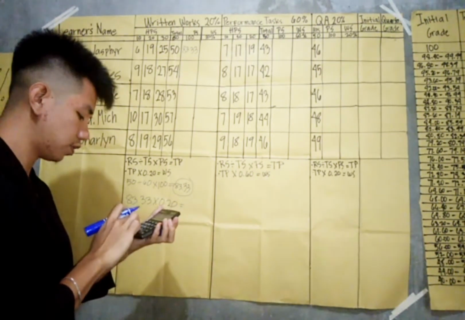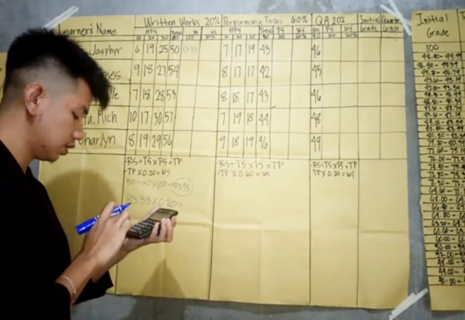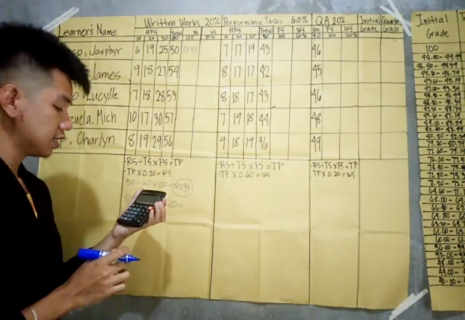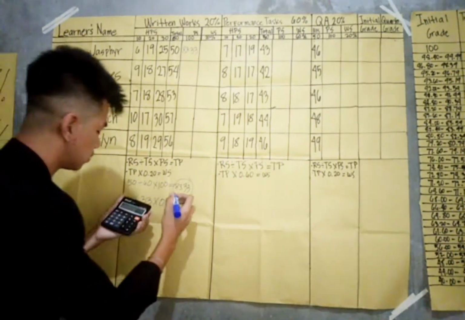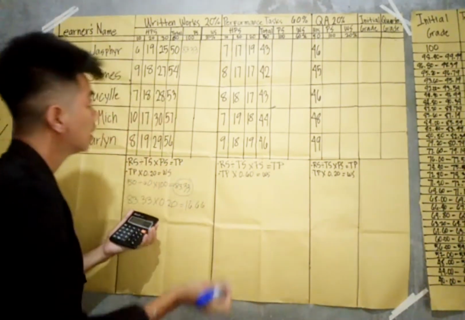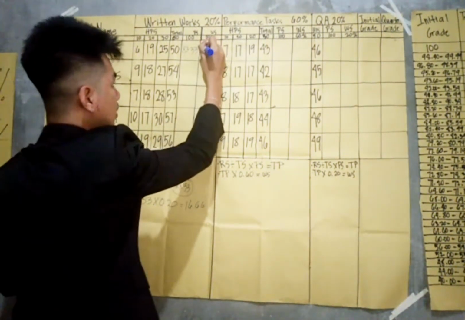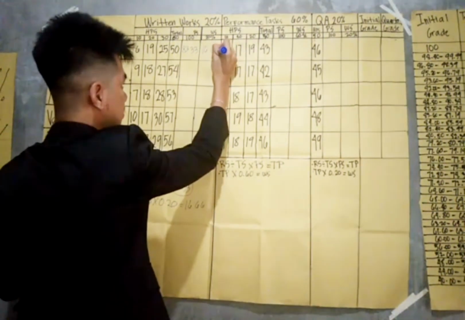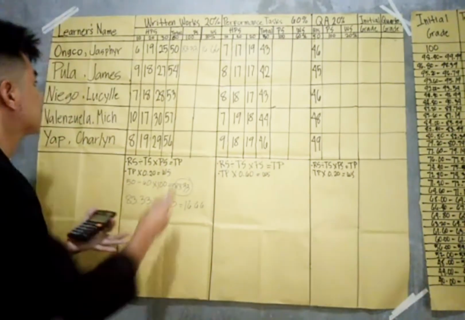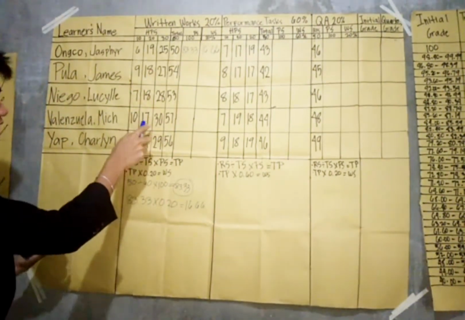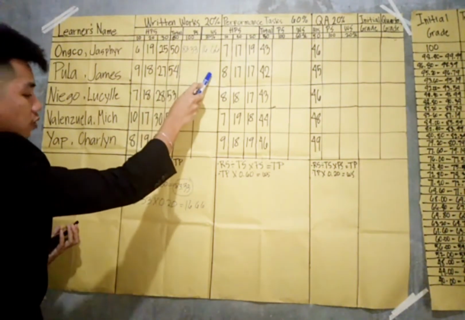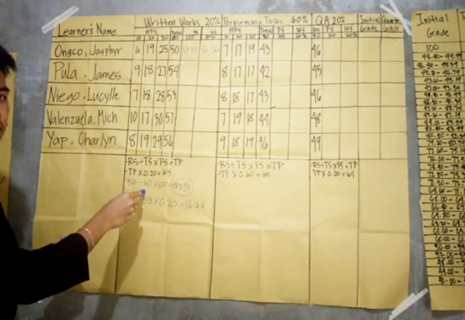83.33 times 0.20 is equal to 16.66. Now the weighted score of Mr. Ungko is 16.66. So the same process applies to Mr. Pula, Miss Niego, Miss Valenzuela, and Miss Yap. In order for me to get your percentage score and weighted score, this is how I'm going to solve.